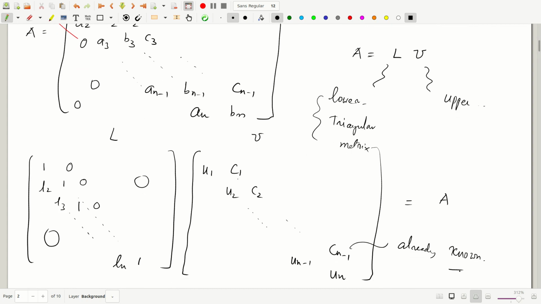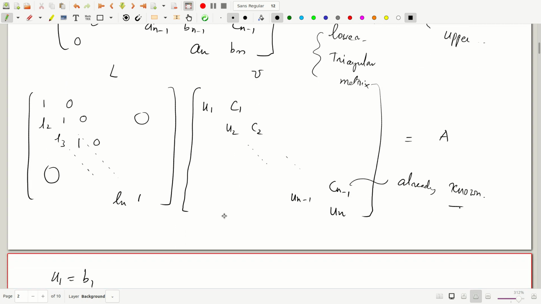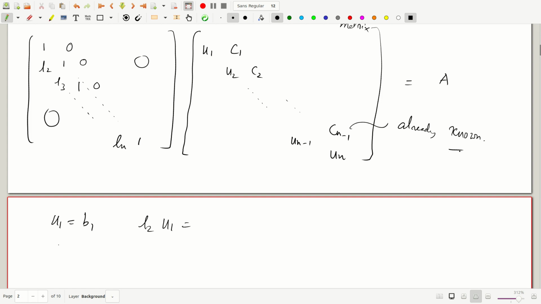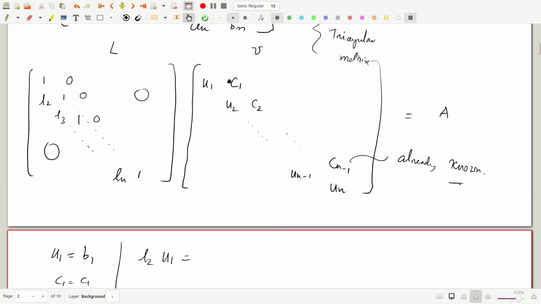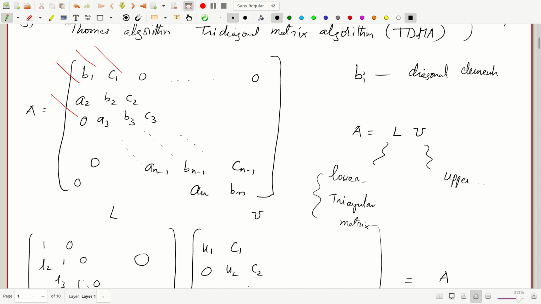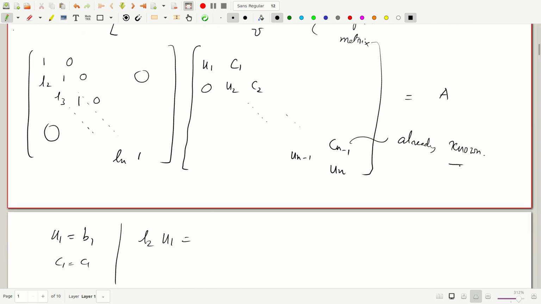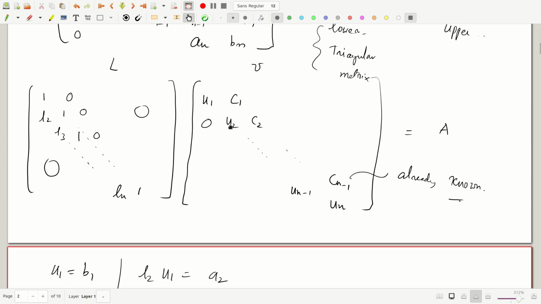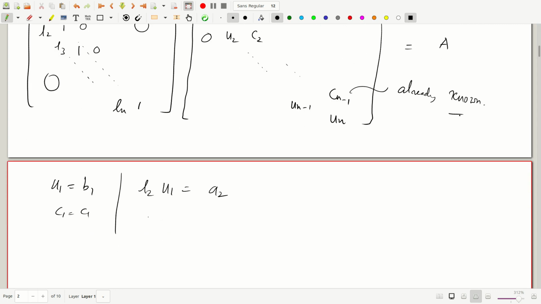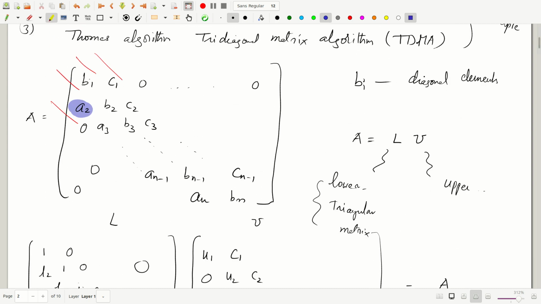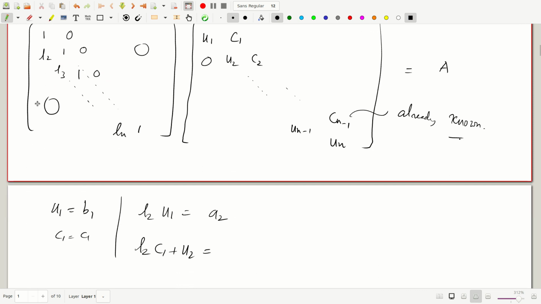If I multiply the second row with the first column, I'm going to get L2U1 equals A2, because that's the element here. Similarly, if I multiply the second row with the second column, I'm going to get L2 C1 plus U2, which gives me the second row second column element, that is B2.